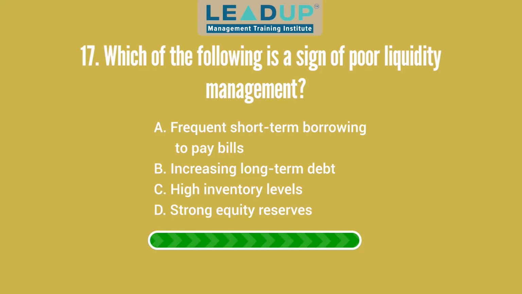Question 17. Which of the following is a sign of poor liquidity management? A. Frequent short-term borrowing to pay bills. B. Increasing long-term debt. C. High inventory levels. And D. Strong equity reserves. The answer is frequent short-term borrowing to pay bills.